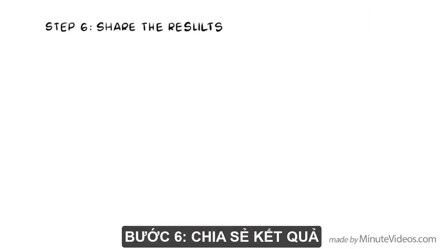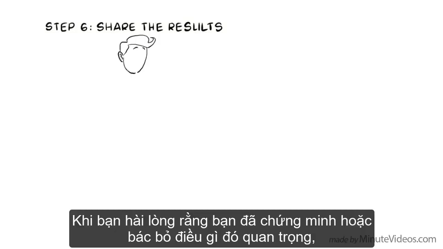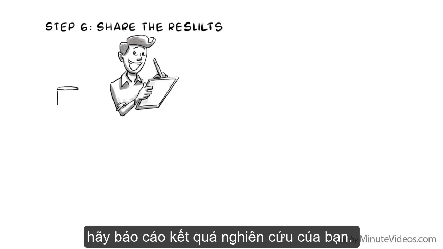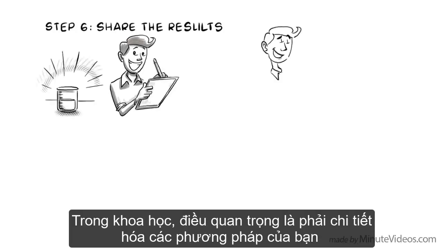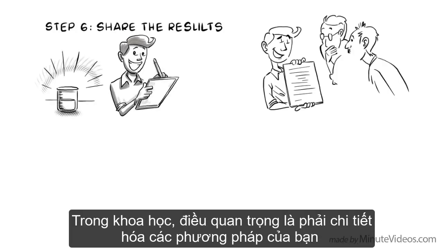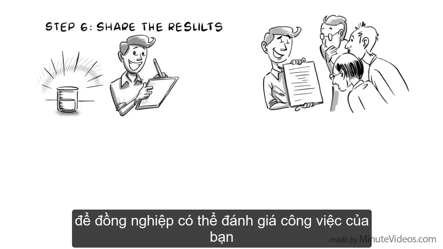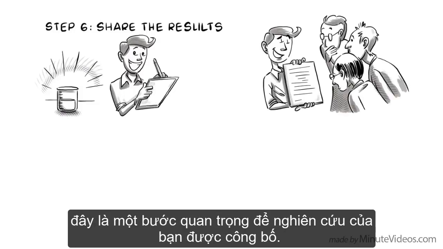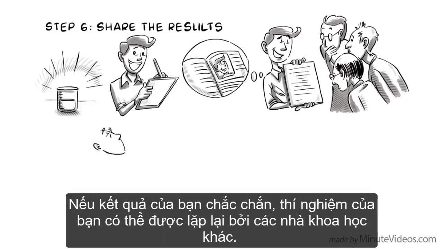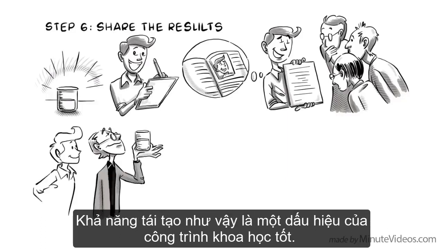Step 6. Share the results. When you are satisfied that you have proven or disproven something important, report your results. In science, it is important to detail your methods so that your peers can review your work, which is a critical step to getting published. If your results are solid, your experiment can be repeated by other scientists. Such reproducibility is a sign of good scientific work.